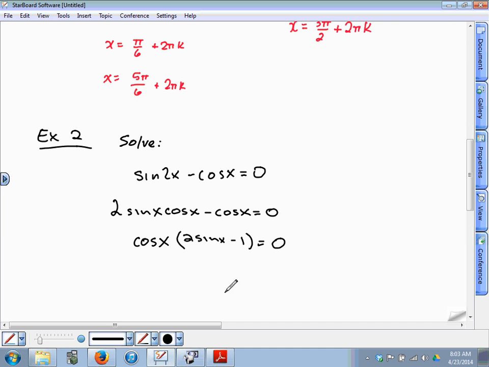I'm going to give you guys a chance. Go ahead and try that. Take each factor, set it equal to 0, and solve them separately. Remember, this is not restricted to one revolution, so there's an infinite number of solutions for each. But go ahead and try it.